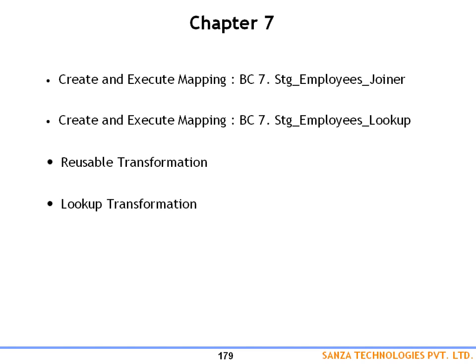We are going to discuss chapter 4 of Informatica training. In this, we are going to load the data into the STG employees table, business case 7. We will use two different transformations to load the data: one is the joiner and the other is the lookup transformation. We'll discuss reusable transformations and also the lookup transformation.